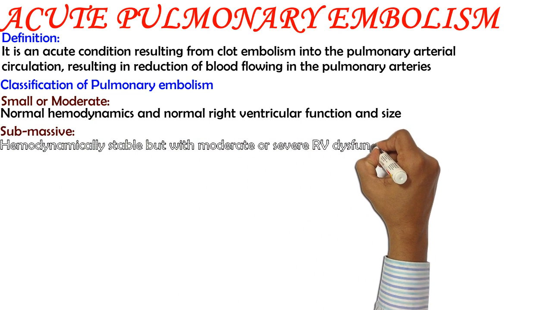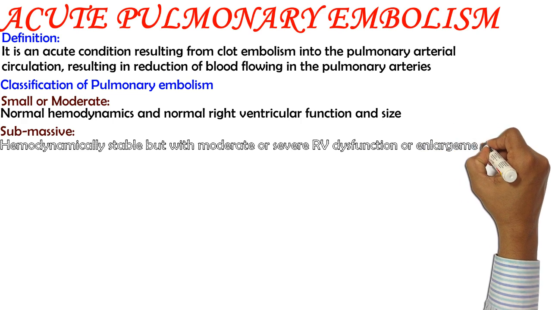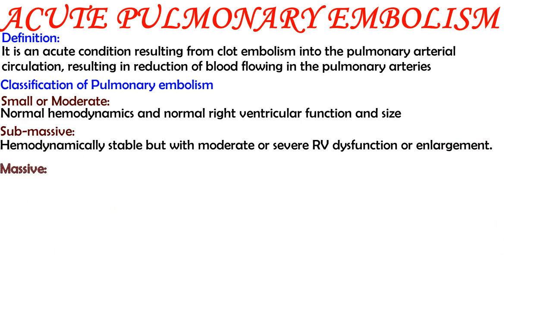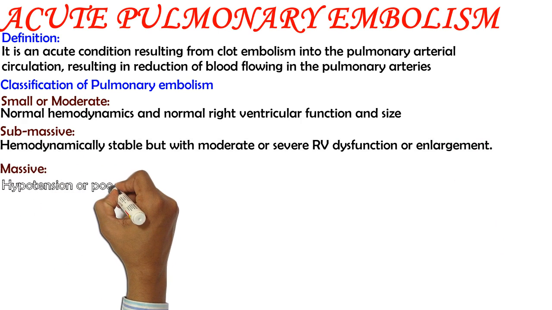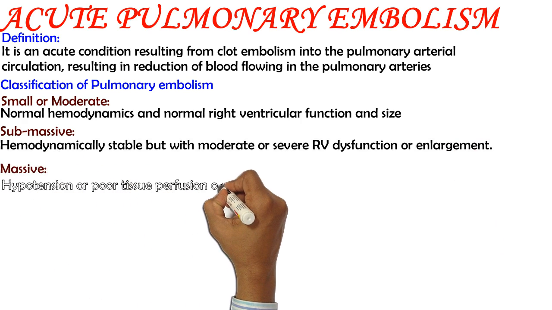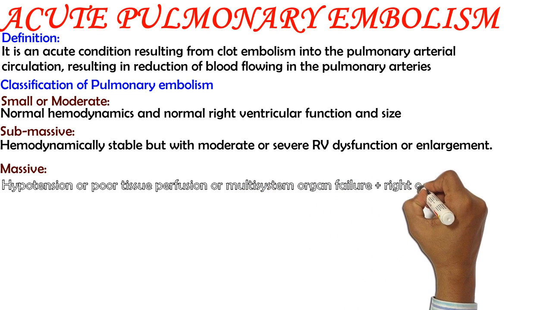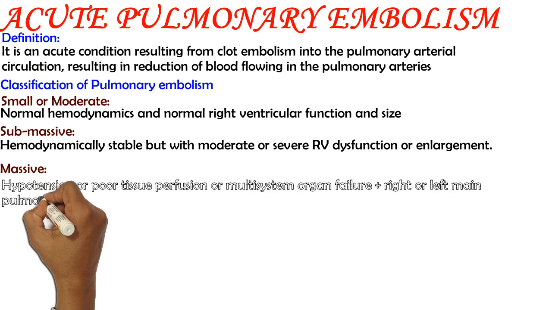Then we have a massive type. This one is associated with a number of hemodynamic disturbances, the likes of hypotension. There are features of poor tissue perfusion, there may be multisystemic organ failure, there may be right or left main pulmonary arterial thrombus.